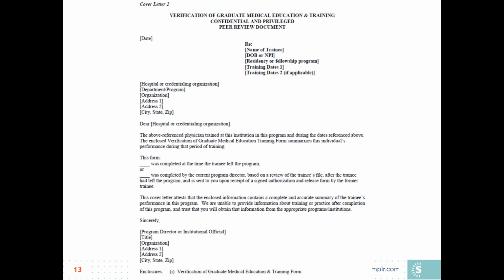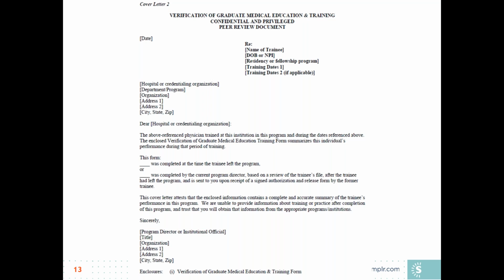So this group put together this letter, and the first section of it is the letter that the program director at the Graduate Medical Education Center is going to be sending to the hospital. So it's just going to be a form letter, similar to what you see on the screen here, saying that they did finish the program during this date, and that the form was completed either at the time the trainee left the program or by the current program director based upon the review of that file.